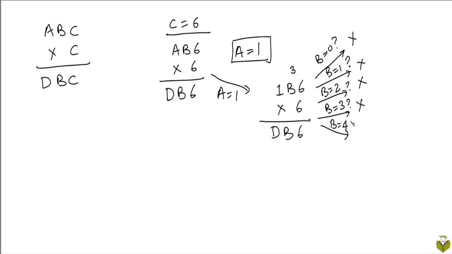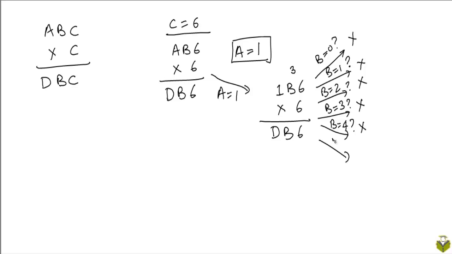Can B be set to be equal to 4? 6 times 4 would be 24. 24 plus 3 would be 27. So we would put B equal to 7 over here if B was put to be 4 over here. So B cannot be a 4 here and a 7 here. So B cannot take a value equal to 4.